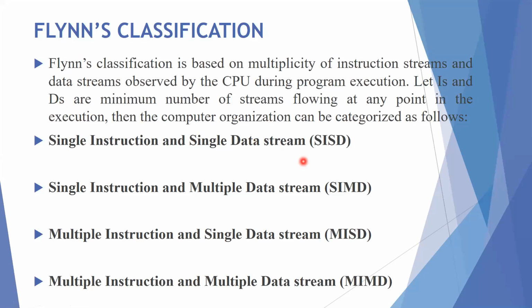So, once we talk about parallel processing, most of the time we talk about Flynn's classification. This is the most commonly used one. In this classification, we talk about instruction and data streams. So, how many instructions are running in parallel and how many data streams are also running in parallel, right?